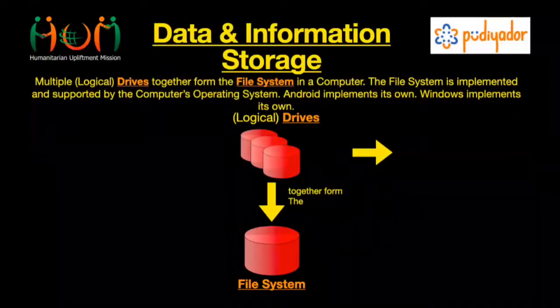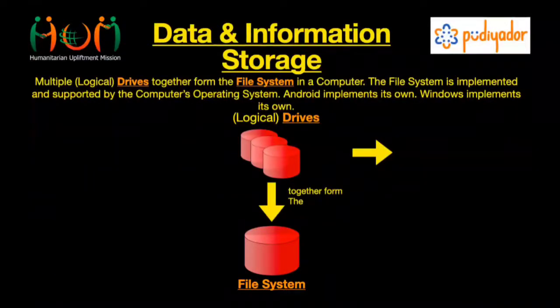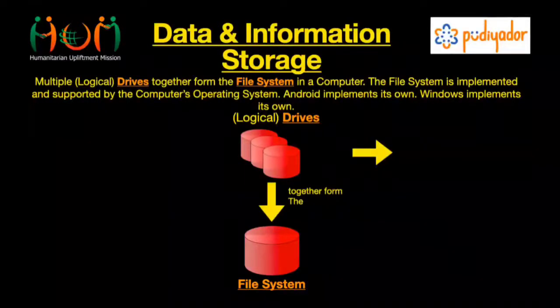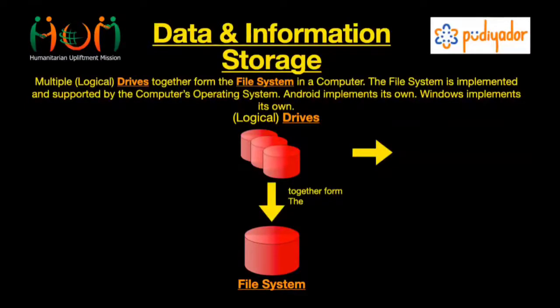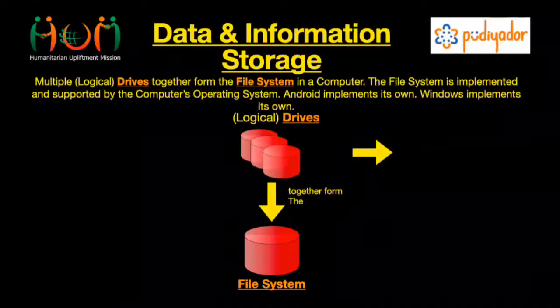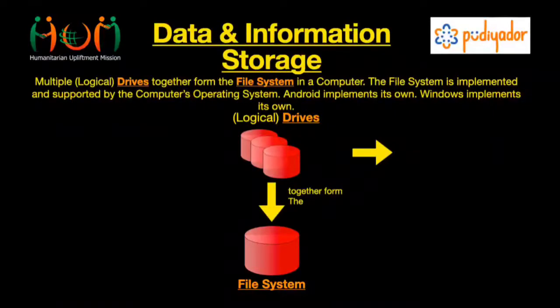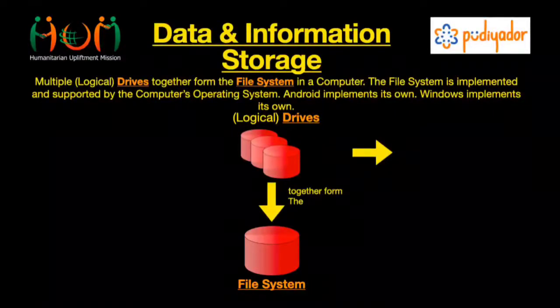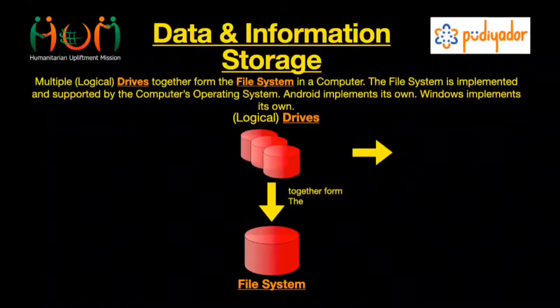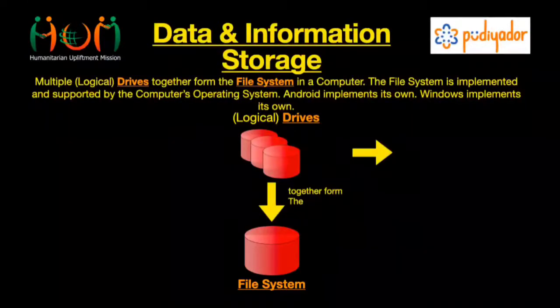What is a file system? A file system is basically a way to organize your files, a way to organize your folders, a way to organize the logical drives that hold the folders, right? In computer terminology, we use the word hierarchy. Hierarchy means there's an upper level, there's a lower level, and there is a lowermost level. So at the topmost level is the file system. Below that, you will have logical drives, below the logical drives are folders, and below the folders are files.